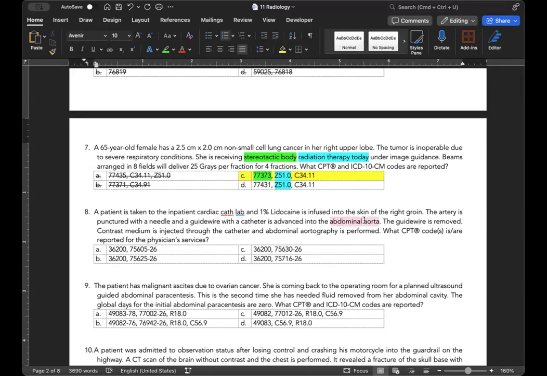So yes, we did the abdominal aorta. Yep. And then there's really no mention of any lower extremity as well. So we should use the 75625. Yep. And then we need the 26 as well because it is inpatient. So the inpatient cardiac cath. So again, we're only reporting the physician services. Okay, any questions?